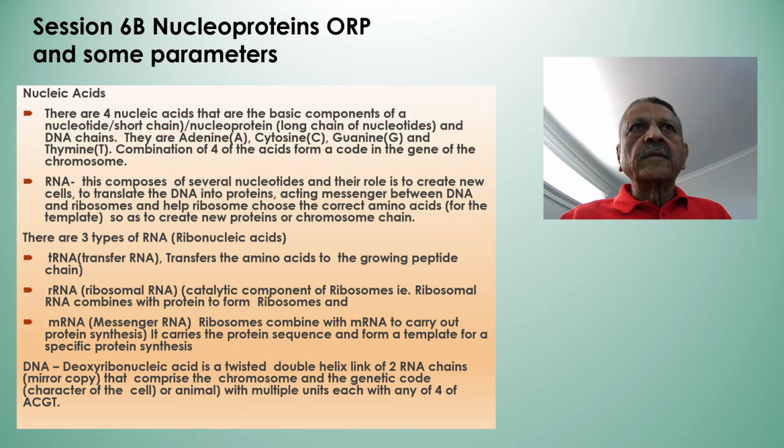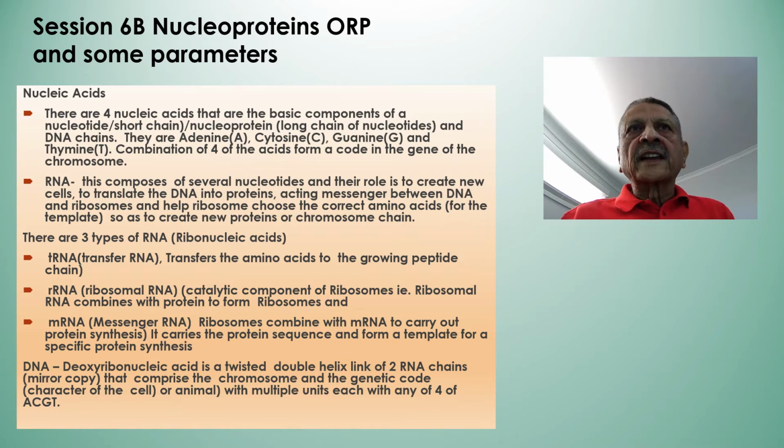In this slide, I will be dealing with the nucleic acids that form the basic components of the DNA, RNA, which determine the characteristic of any cell and correspondingly of the human or animal. Now, there are 4 nucleic acids that are the basic components. They form the nucleotide, which is a short chain, and a nucleoprotein, that's a long chain of nucleotides, and finally the DNA chains.